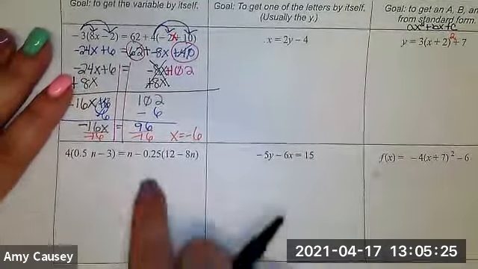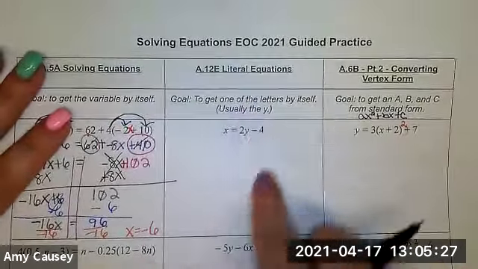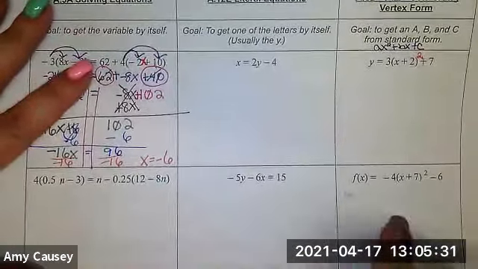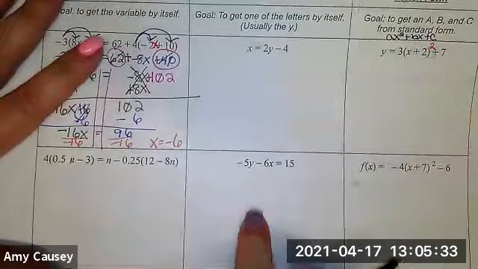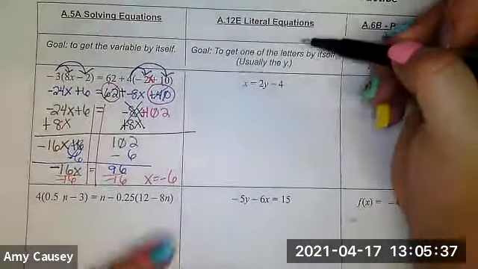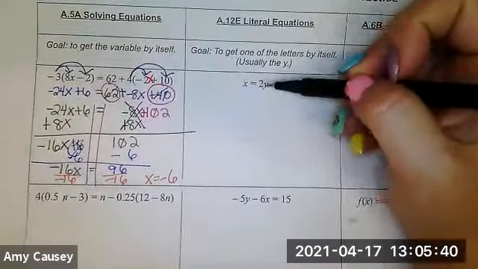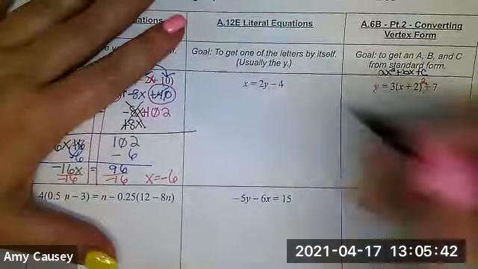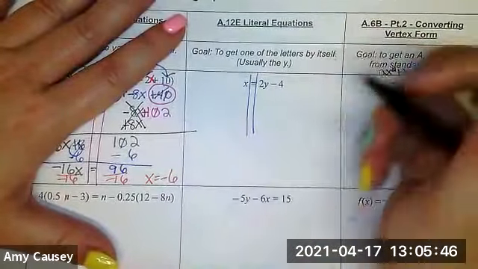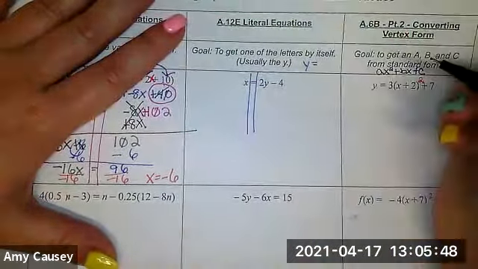All right. So after I go over literal equations here and vertex form here, then we're going to be checking this work because you may actually catch a mistake as you go with the guided practice. So the goal for literal equations is to get that y by itself. I really would prefer that this y be on the left because I'm so used to seeing it y equals.